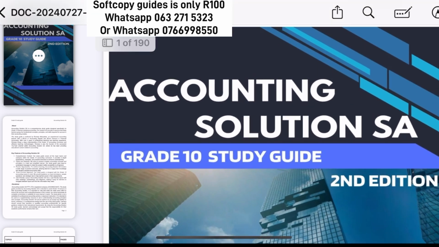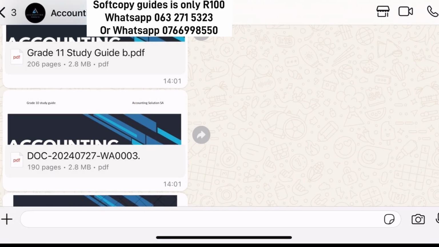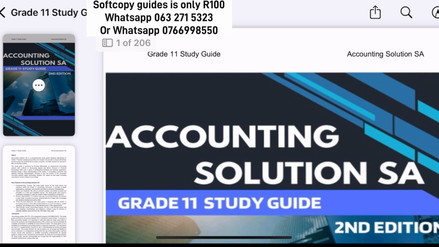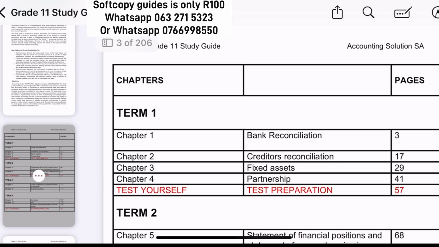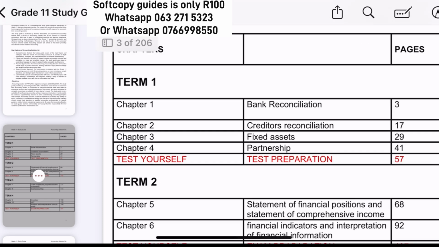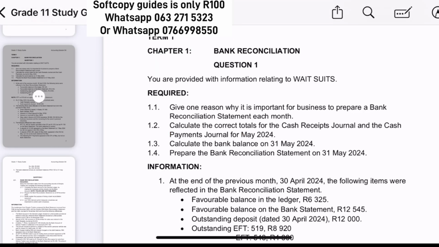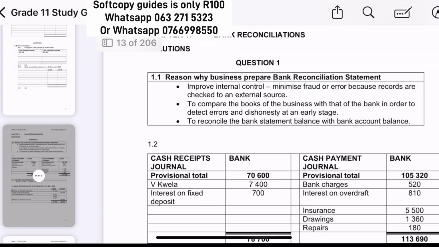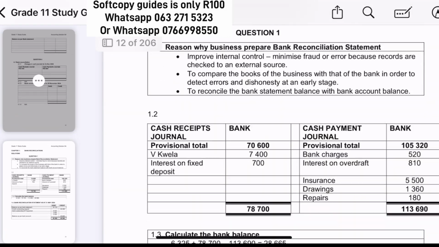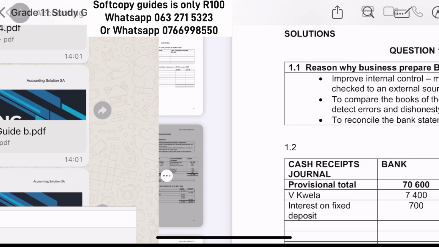Let me check the other one, for grade 11 accounting. Accounting guides are all very similar. You can see here bank reconciliation, creditors reconciliation, fixed assets, and so on. As you can see, there is a bank reconciliation question, and after that you're going to have an answer book, and after that a solution, just like that. All of them are the same.